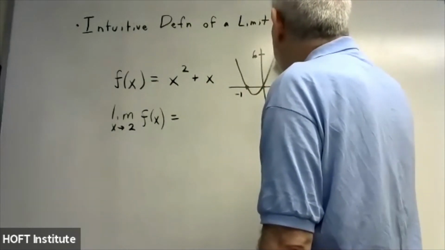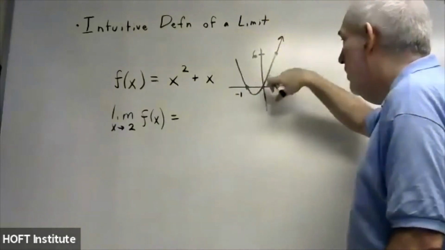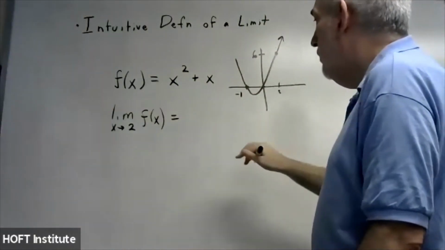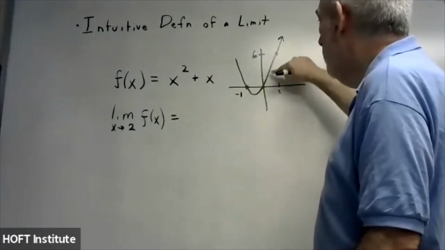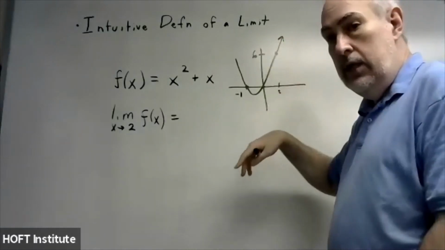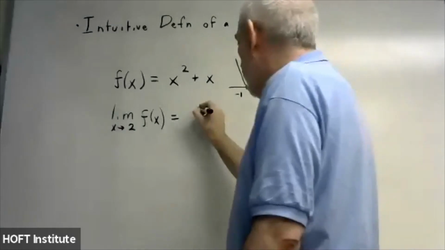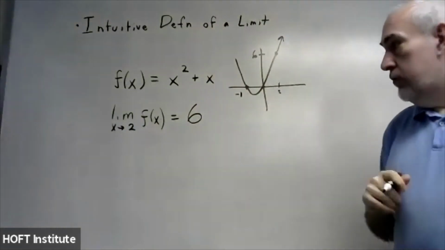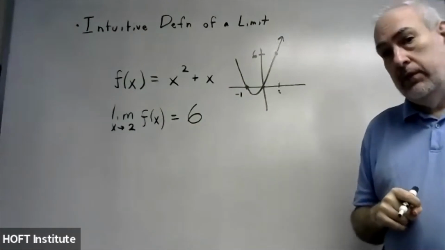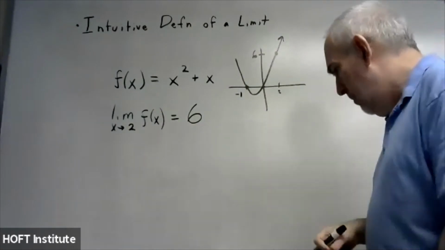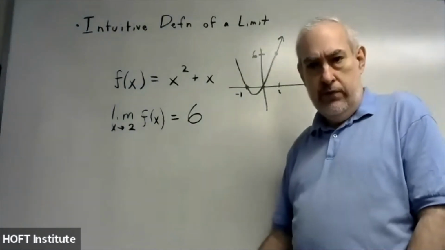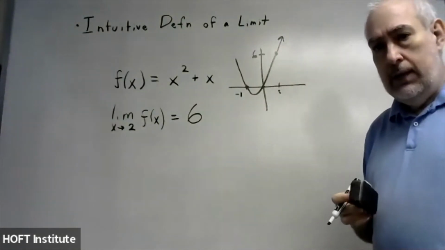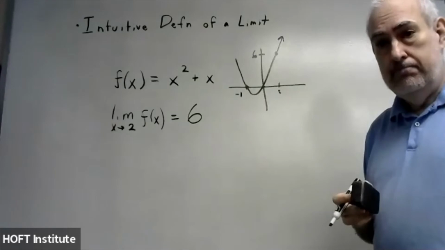And we know that parabolas are unbroken, smooth, and continuous. And so as x approaches 2, you can see from the left and the right side, it's approaching a height of 6. So the limit as x approaches 2 of f of x would be 6. But what if we had a messier function? Let's do an example using a piecewise function this time.